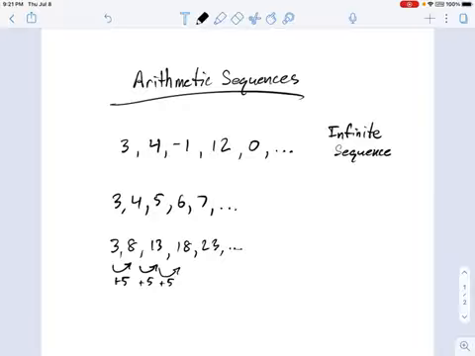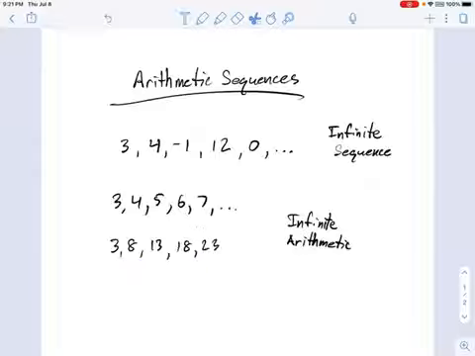So now you've got this idea of an infinite arithmetic sequence. And I don't mean to say that all sequences are infinite. That's not true. Some of them don't have these little dots right here. So maybe like this. Now it's just a regular arithmetic sequence. There's no infinite to it.